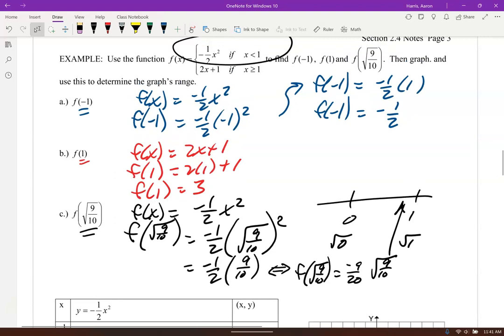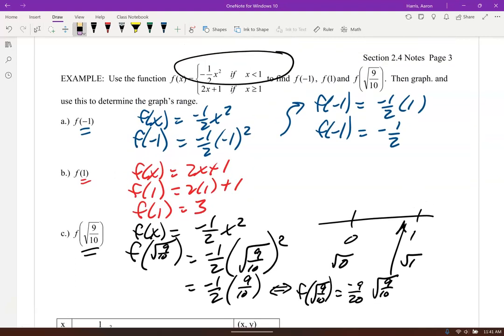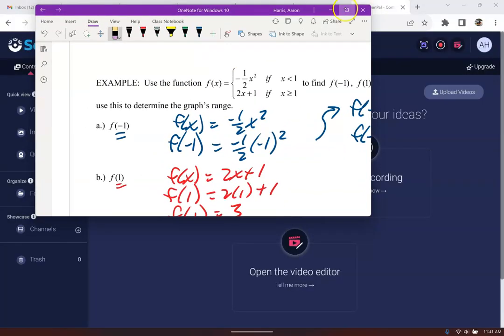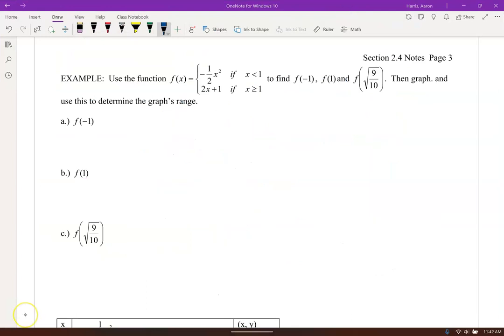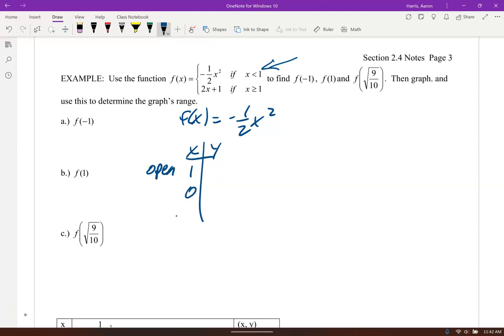All right, now let's do some graphing of this thing. Now when we graph, let's go ahead and graph the top one. So I'm going to pick f of x. This is the one I'm going to graph, negative 1/2 x squared with x values less than 1. So I'm going to start at 1, but I'm going to make it open because I have to be less than 1.